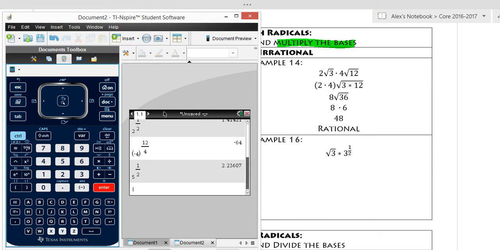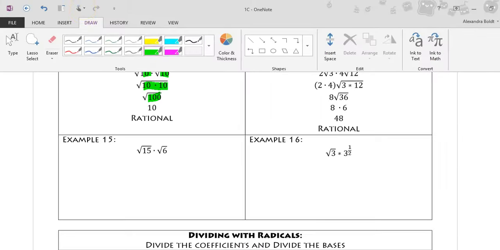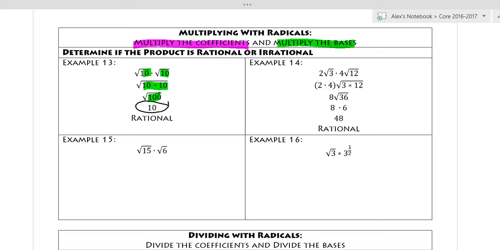Now, checking that out on my calculator, I would always do the square root of 100, which is 10. So that's just a number. So that's my answer. And remember, this is just an integer, so this is rational.